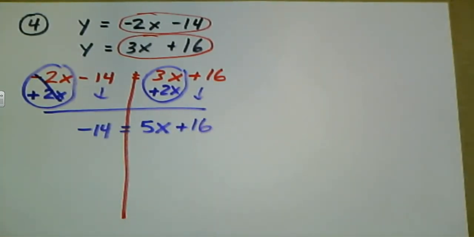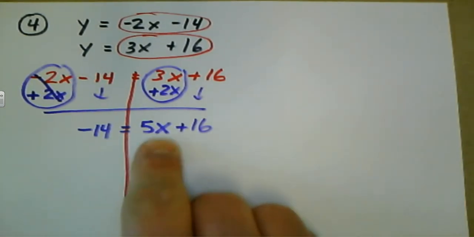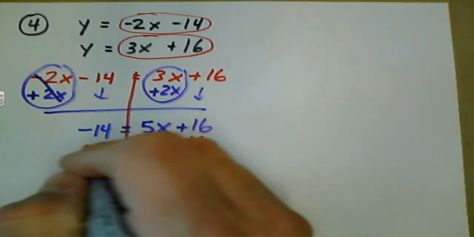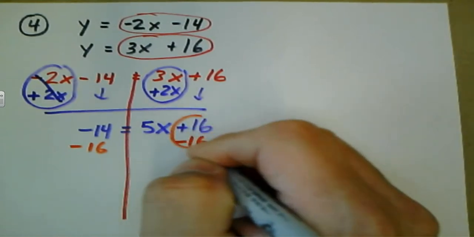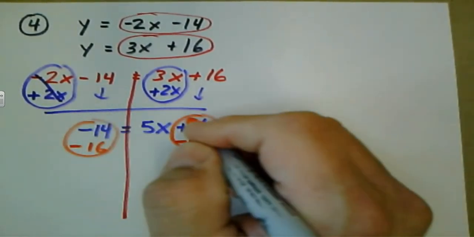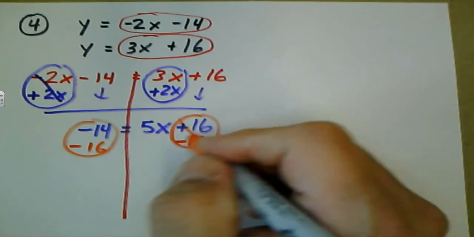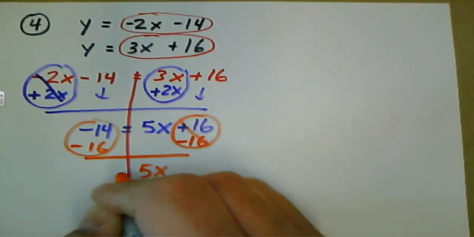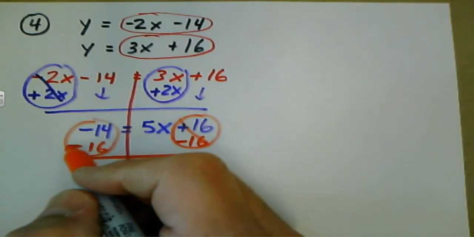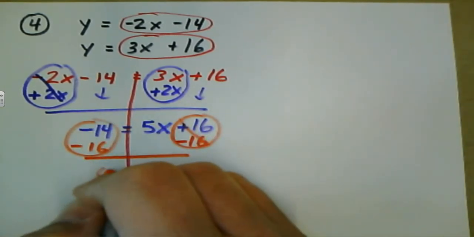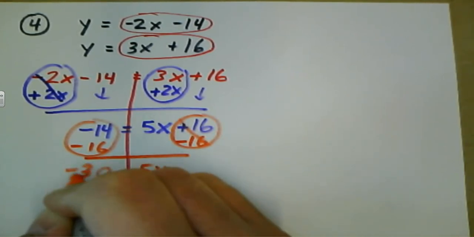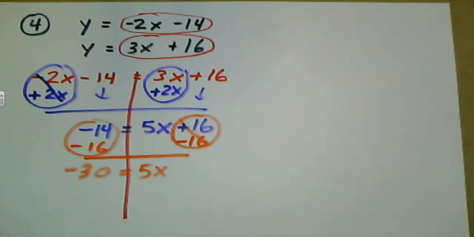My next step after that is to get rid of what's added or subtracted to the variable. Well, the 5 is being multiplied, so it's plus 16. So since it's plus, the opposite is minus 16. Our opposite operations are gone, plus and minus 16. We are left with 5x equals, and negative 14 minus 16 is negative 30. My marker's running dry. I have to get some new ones out.